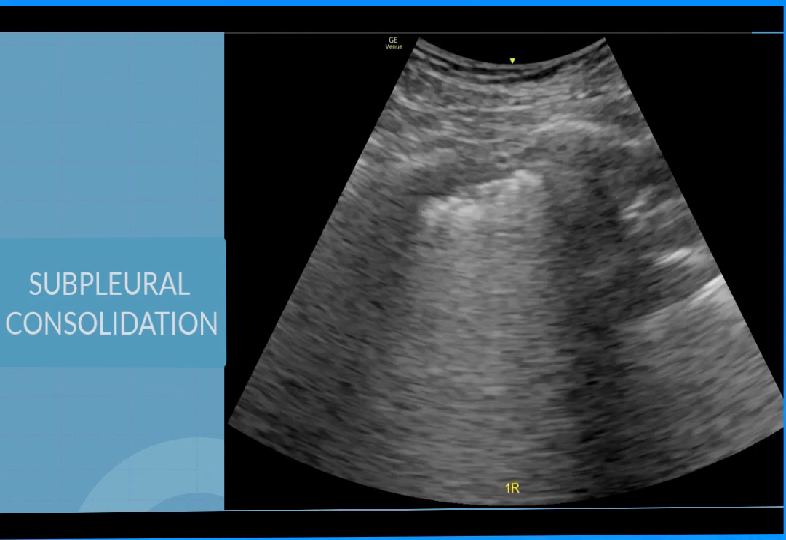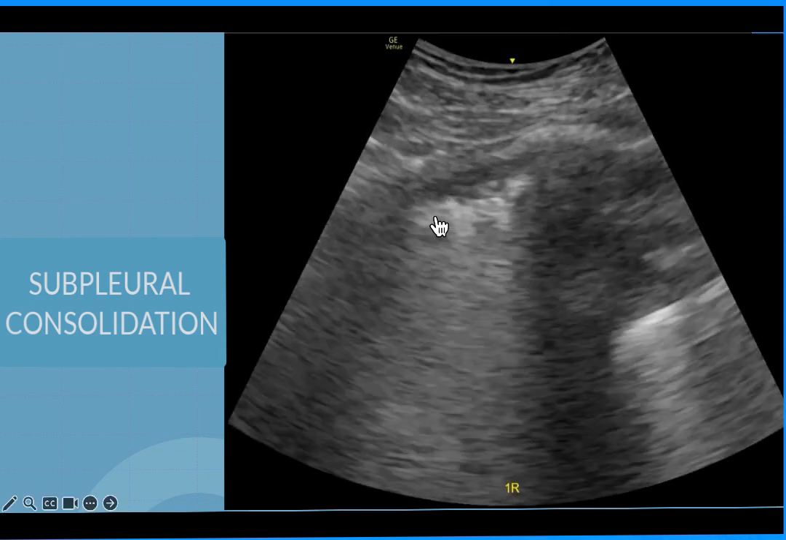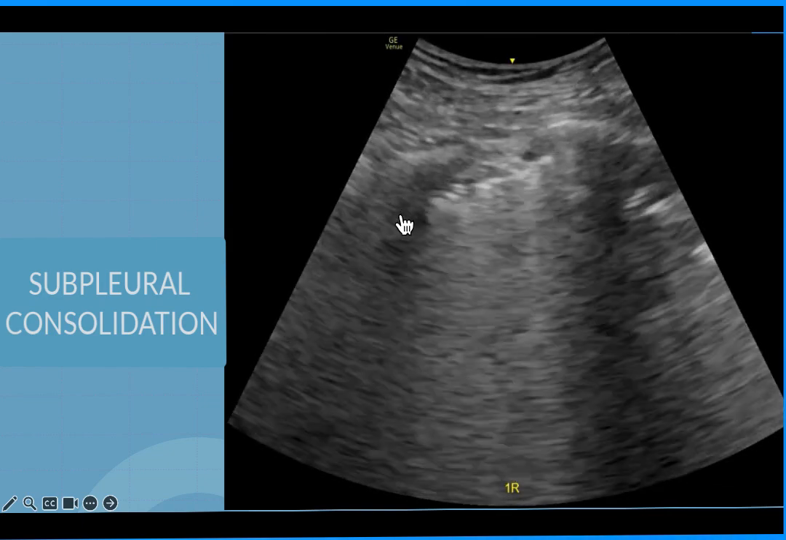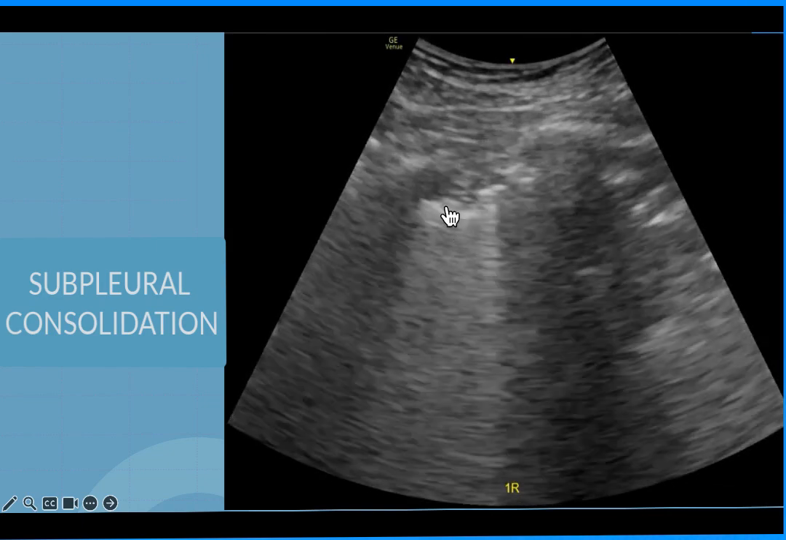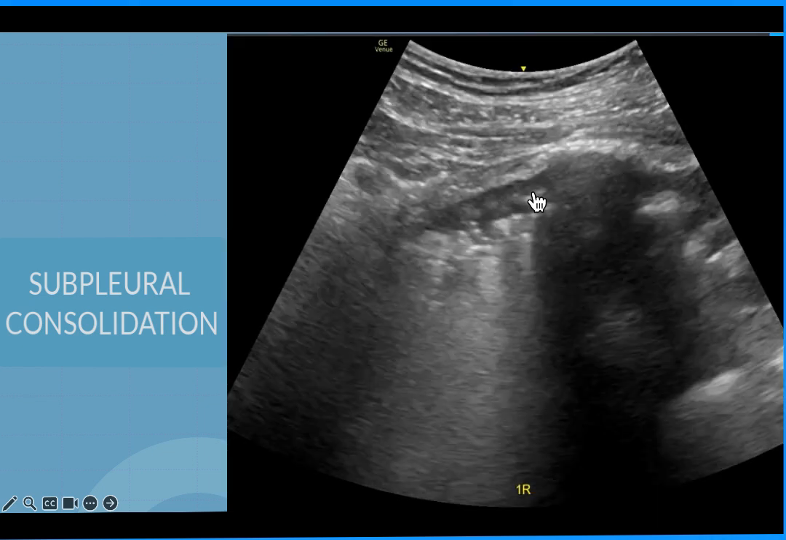So another finding that we can see at the PLAPS point is subpleural consolidation. So right here, we're seeing that the pleural line is not nice and straight. It almost appears jagged, shredded. That's called the shred sign. That's the interface between normal tissue and consolidated lung. This is another example where you see that jagged or shredded sign, aka shred sign, between normal tissue and consolidated lung.